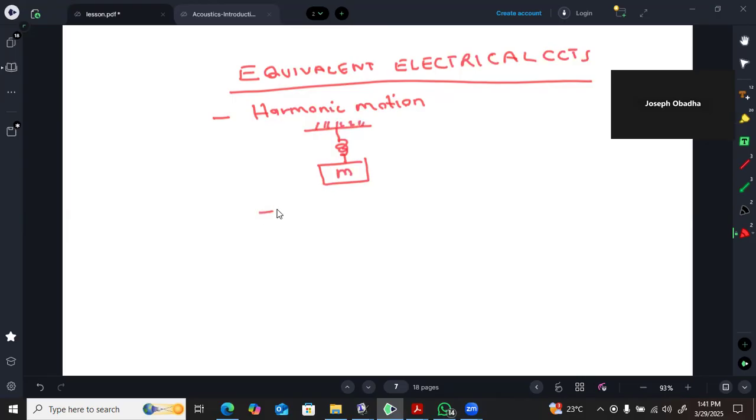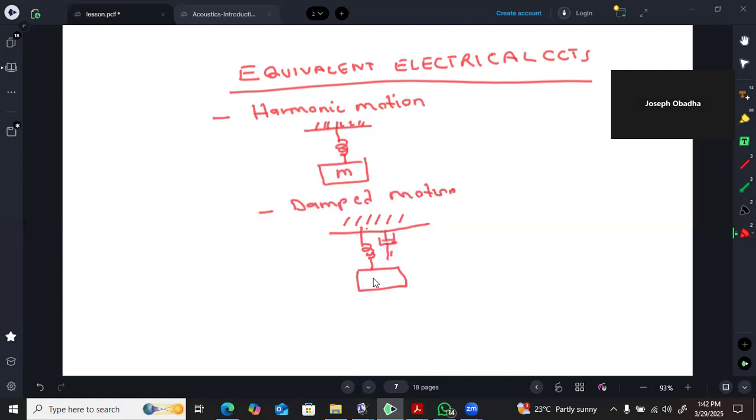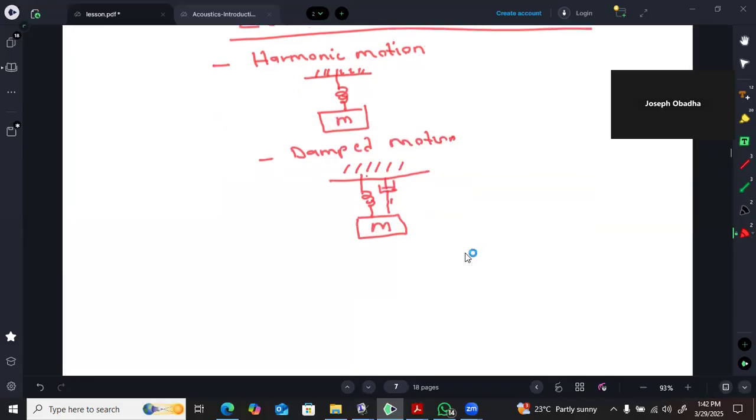We also looked at the case whereby there is damping, or damped motion. So here you have introduced a damper so that the oscillations are not just free. So you have a damper there. And we, of course, discussed the different types of damping. You have your mass. Up to this point, you have not applied any force.